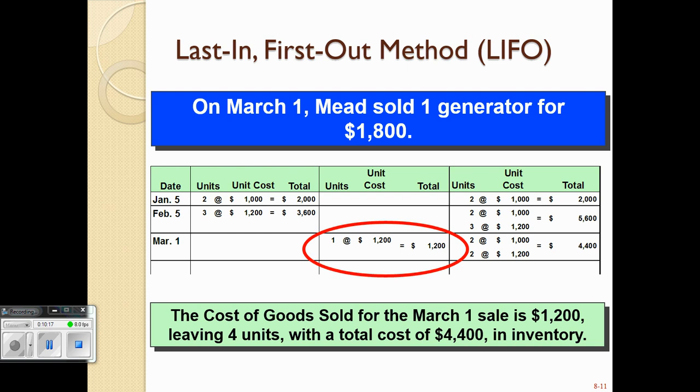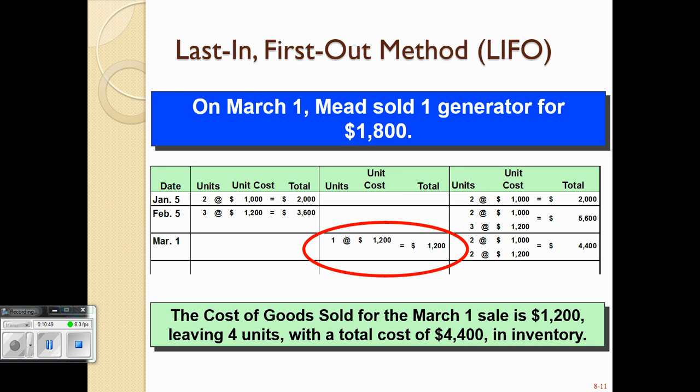If you think about it from rotating stock, you would not be rotating stock in this case. And in this case, notice what happens when I sold that one unit. The last one that came in is the first one sold. So the one that was sold was $1,200. And notice then that in that last row, for my total left in inventory, I have 2 units left at $1,000 and 2 units left at $1,200 for a total of $4,400.